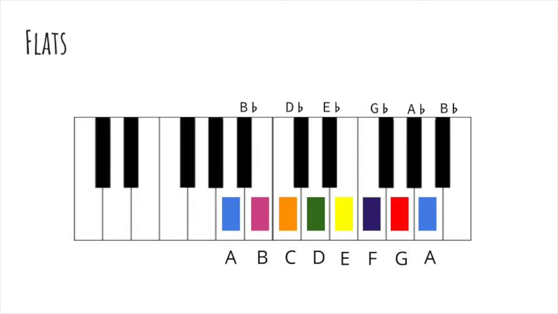So whereas before we had A to A sharp, we went up, this time we're going to come down from B, which is a tone above A, to that same black note, but it's now B flat.